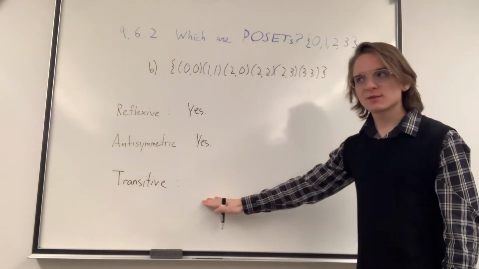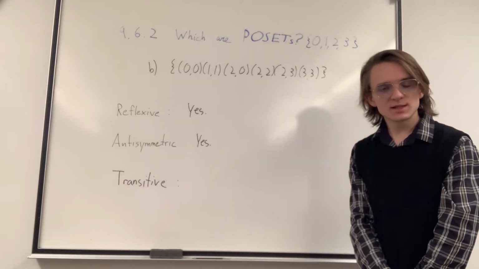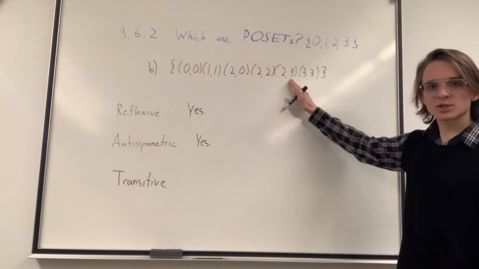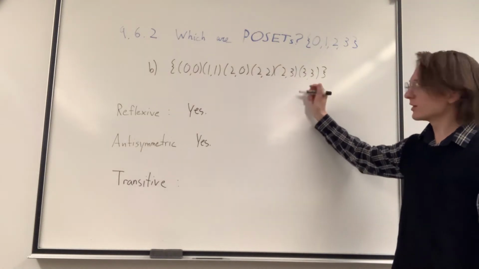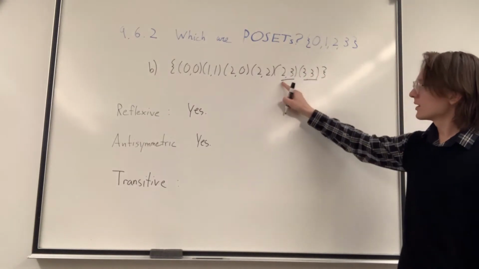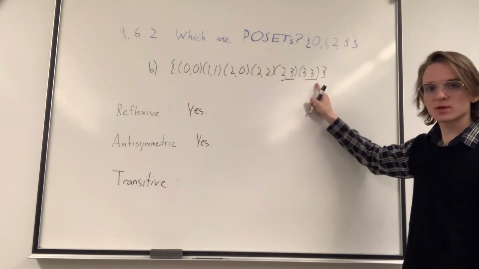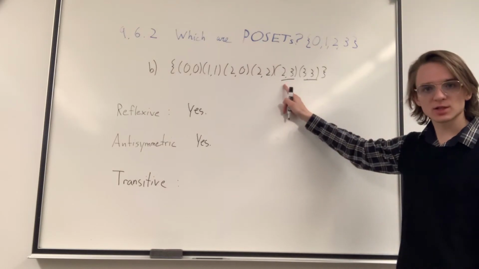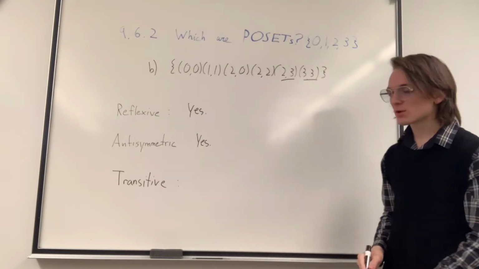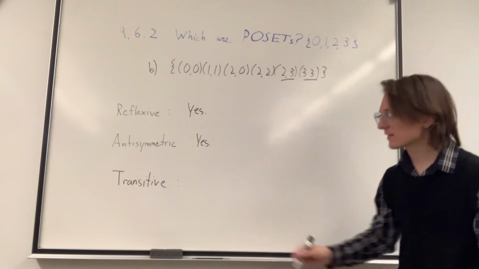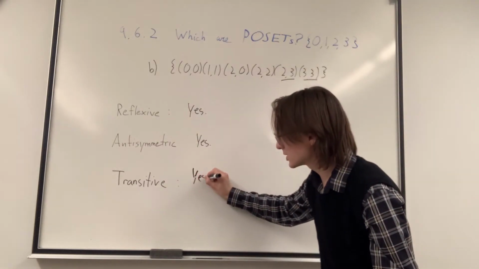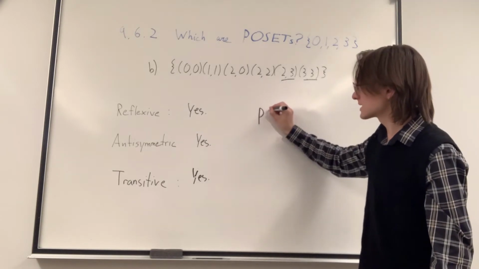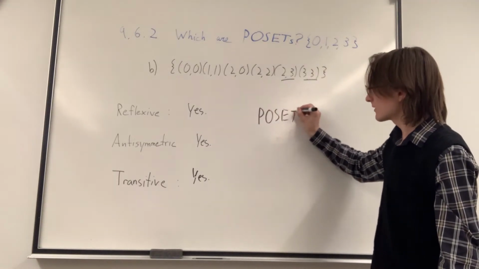Now let's check transitivity. Well, transitivity is pretty easy to check here. For example, we have (2,3). The 3 matches with the left 3 on this pair here. (2,3) and (3,3) imply the existence of (2,3), and that's already handled by this relation, or this pair right here. So this holds true in all cases, in fact, and therefore this relation is transitive. And because it's all three of these, we would say yes, this relation is in fact a posit.